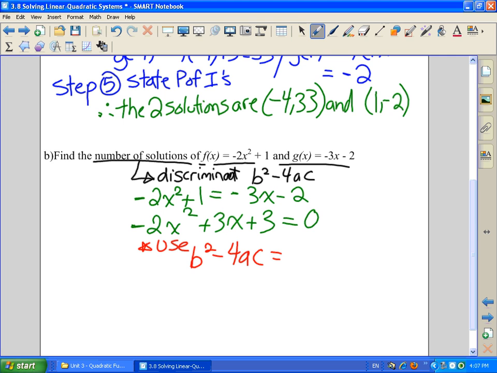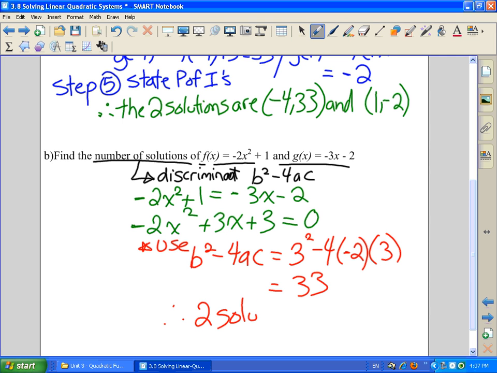Let's sub that in. So it's going to be 3² - 4 times -2 times 3. And we end up with 33. If this number is greater than 0, that tells us we have how many? 2 solutions. So therefore, 2 solutions because the discriminant D is greater than 0. All right, remember, it asks for the number, not the actual values.